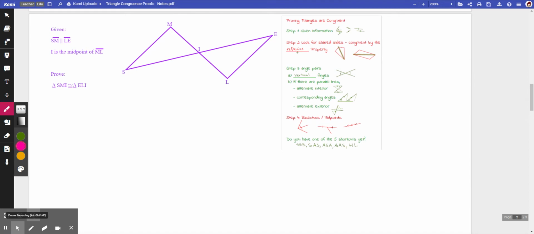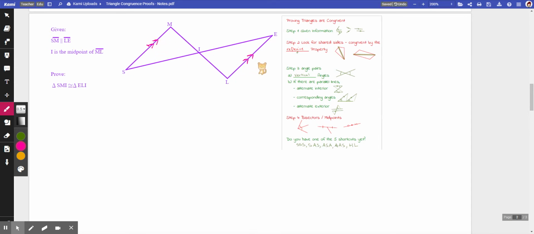So to start with, we always want to start with our given information. I'm given that segment SM is parallel to segment LE. This symbol here means parallel to. So the first thing I want to do is actually mark up my diagram and say, I know that these are parallel, so I'm going to put the little arrows to show me that these are parallel segments. So these little arrows mean parallel to each other.